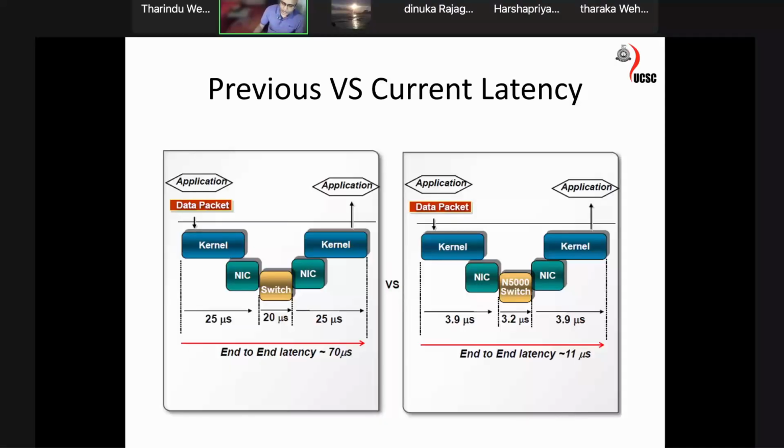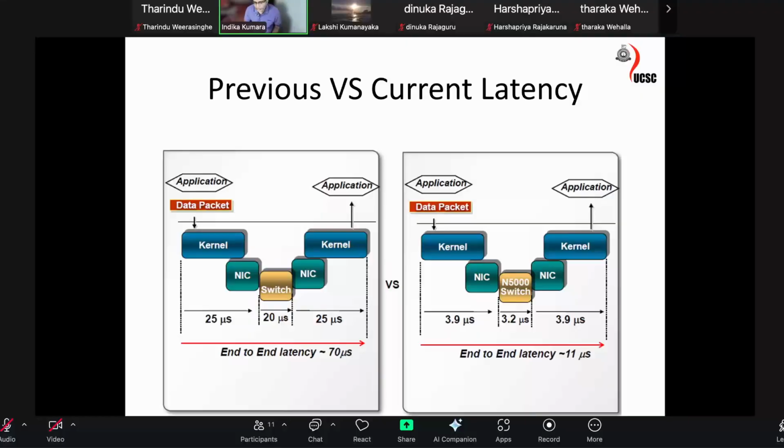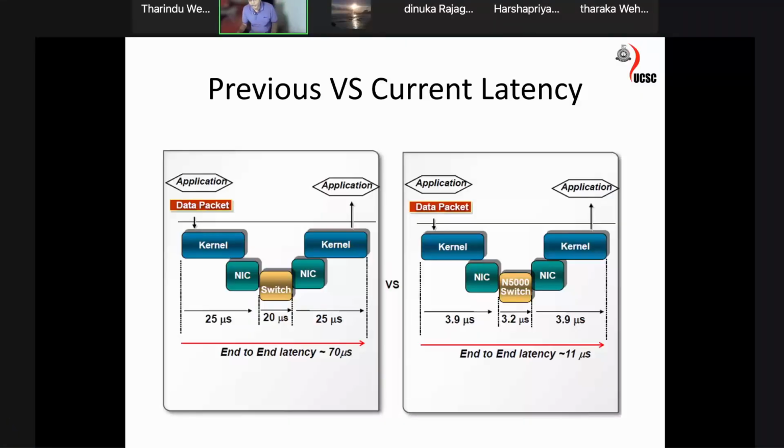That normal switches, which are not cut-through, store and forward switches, usually add 20 microseconds, and again the remote server will be adding another 25. So even with one switch connected to two machines, it's taking 70 microseconds one-way delay for your applications. This can be improved. This is more than 10 years back, I think. This can be improved up to the level of 11 microseconds. Now we can do somewhere around 5 microseconds with further optimizations.